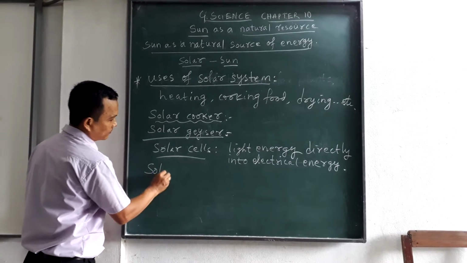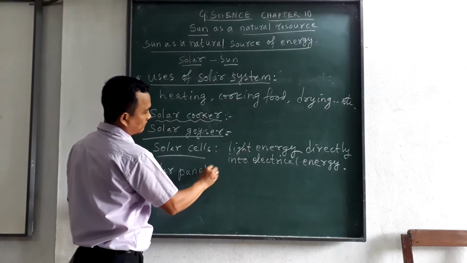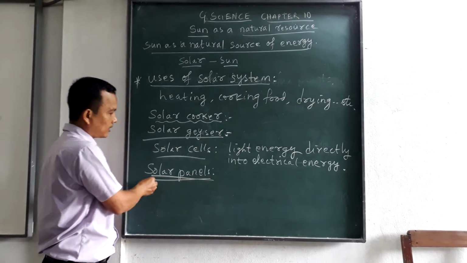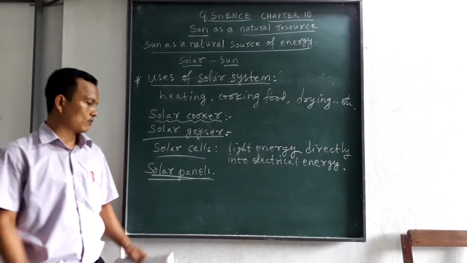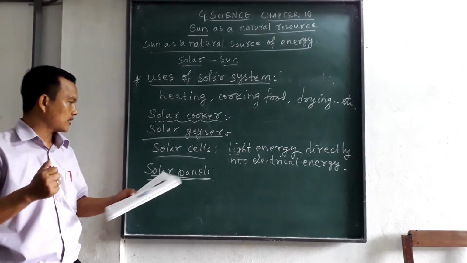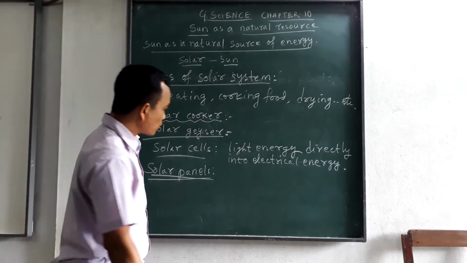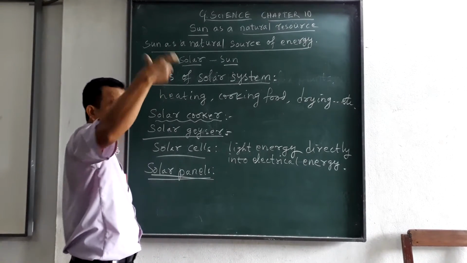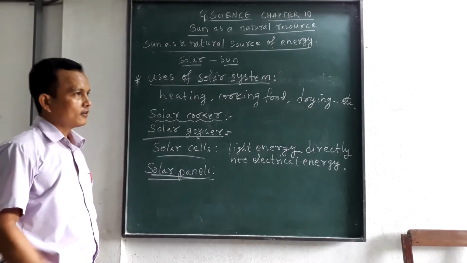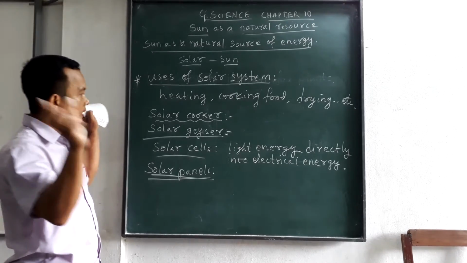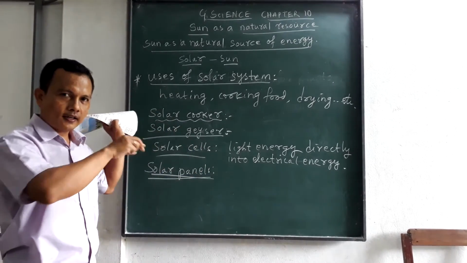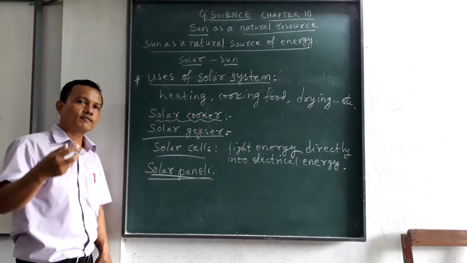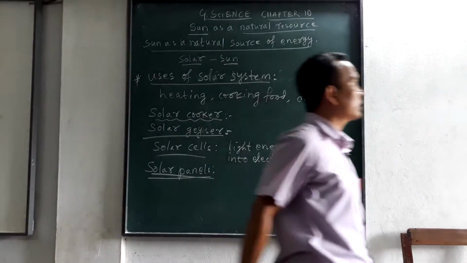And solar panels. These are very common. Even in our school building, if you check, you can find some solar panels. These devices are made of many solar cells, so they produce electricity directly from the sunlight. Multiple solar cells are put in a big panel, and these absorb the light of the sun and automatically produce electricity, like the fan we are using here.